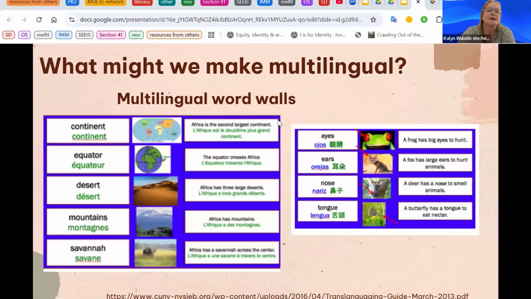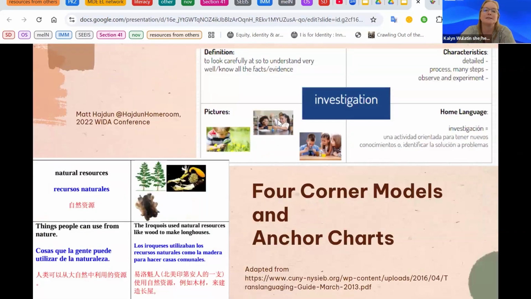Multilingual word walls. And this is when we were talking about we want visuals when we can, whenever possible. These ones even have sentences as well as just the words. But again, these could be possibilities depending on what your room looks like, the population of students you have, and what you're studying. But considering that, considering things like four corner models and anchor charts.